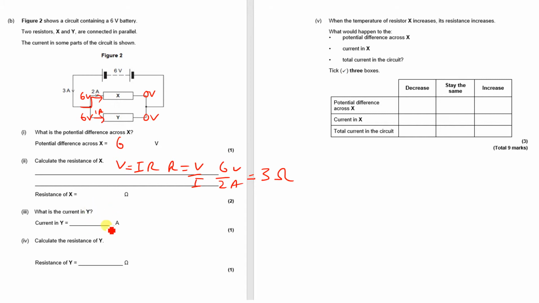Okay, the resistance of X we just said is 3 ohms. The next one, what is the current in Y? Well, if it's 2 amps there, I said it was 1 amp there. So we've worked that out already. And now we do the resistance. So again, it's the voltage divided by the current. 6 over 1 is 6 ohms.